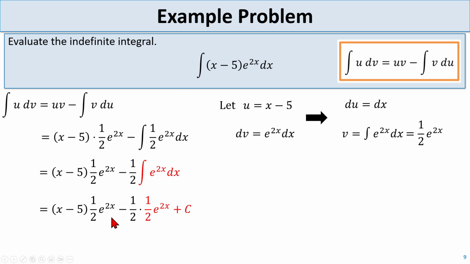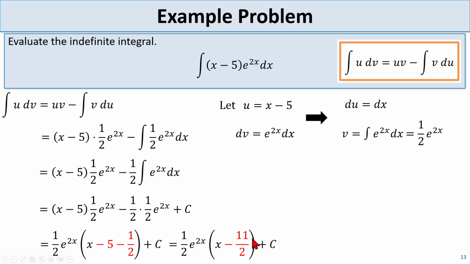And as usual, I should look for ways of simplifying my expression. I see that there are two terms that have a common factor of 1/2 times e to the 2x. So I should factor out that. When I factor it out, I just look at what was multiplying that common factor. There was an x minus 5 multiplying it, and there was a minus 1/2 multiplying it. To finish simplifying, there are two numbers in these parentheses. They can combine. -5 minus 1/2 is -10/2 minus 1/2, so that's -11/2.